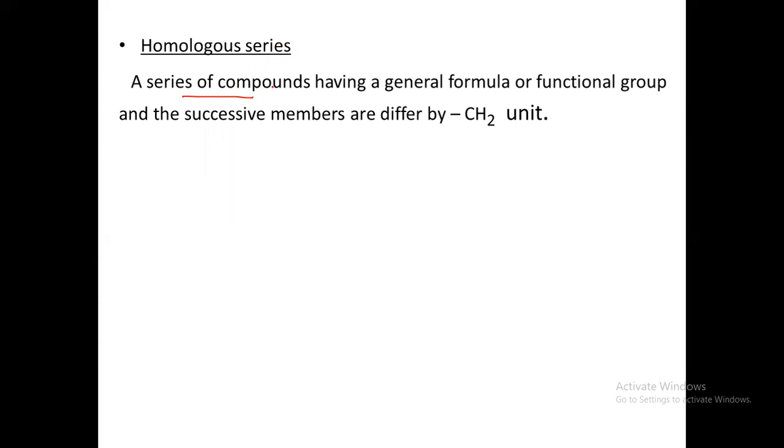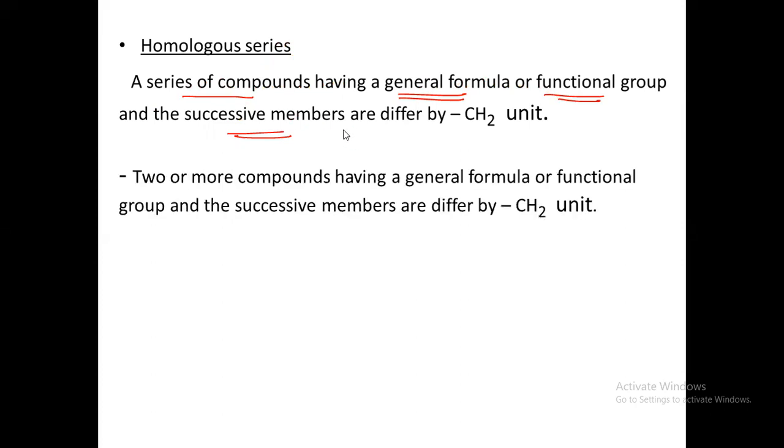So you can write a series of compounds having a general formula. General formula means they belong to the same family. Or a common functional group, and the adjacent or successive members differ by CH2. You can write any of these definitions: a series of compounds having a general formula, or 2 or more compounds having a general formula or functional group, and the successive members differing by a CH2 unit, can be a homologous series.